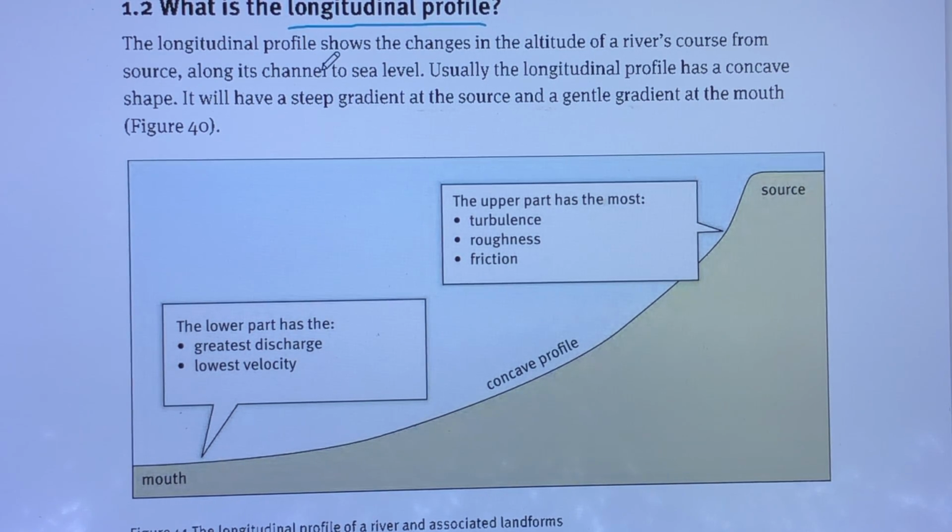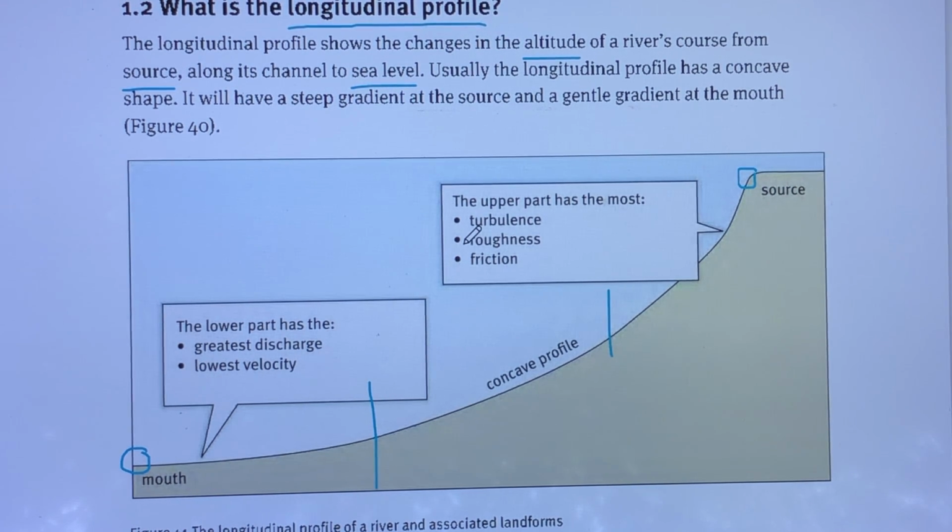All right, so a longitudinal profile shows the changes in the altitude of a river's profile from the source along its channel to the sea. So this basically means that a longitudinal profile shows the altitude of a river from this point to that point. Okay, yes. And when you move from the source to the mouth, you are going to pass each and every course of a river. So this is the upper course, the middle course, and the lower course.